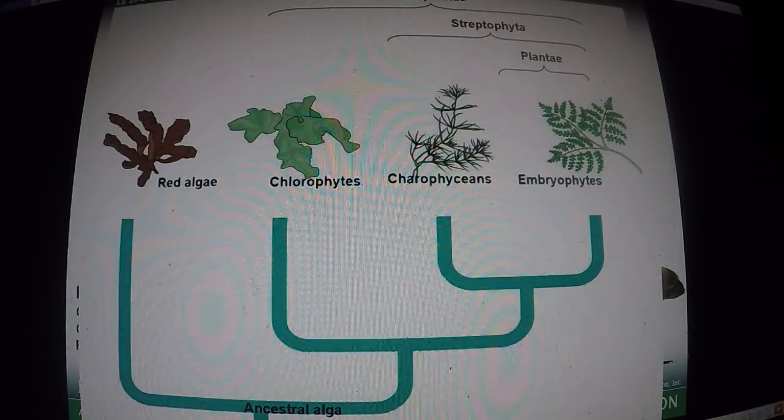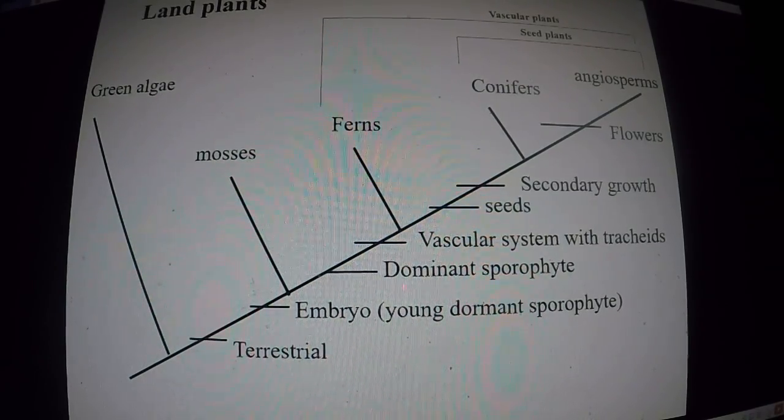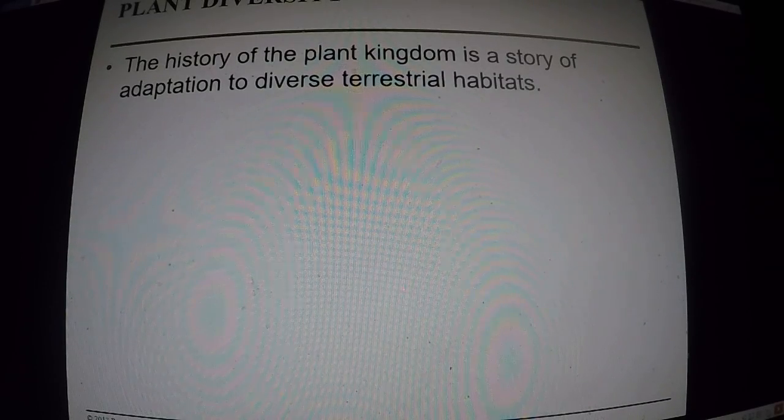So you've got the red algae, the chlorophytes, the green algae, and the charophytes and the embryophytes. Our closest relatives for plants were the green algae. Green algae in the ocean was predominant 500 million years ago when it first came ashore. It was only 325 million years ago, during the Permian extinction, that the red algae took over from the green algae in the ocean. But by that time, the green algae had already migrated onto land, and the mosses, ferns, conifers, and angiosperms were all remnants of them. The history of the plant kingdom is a story of adaptation to diverse terrestrial habitats.